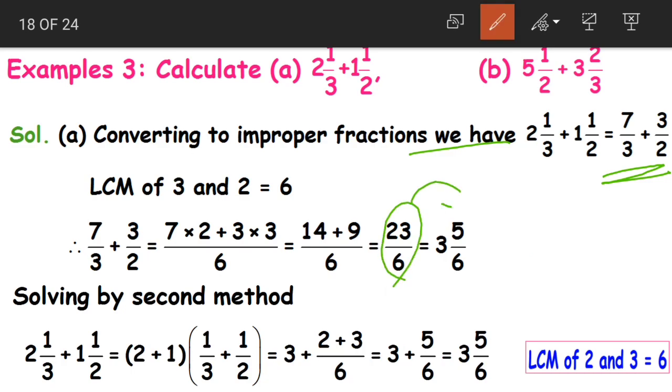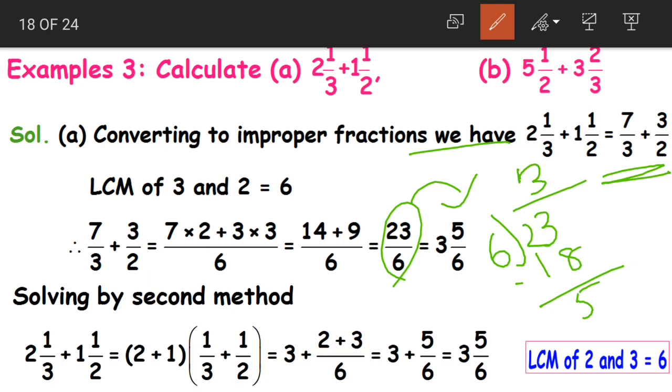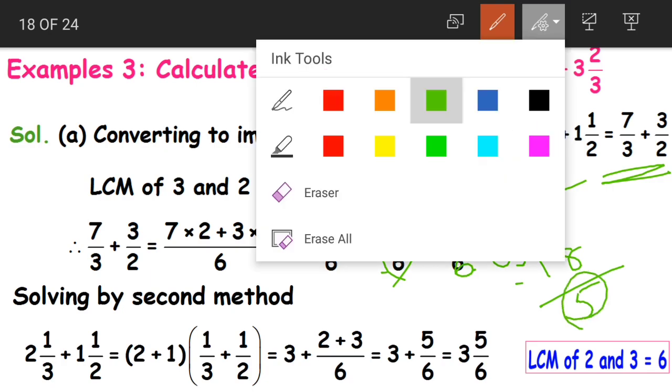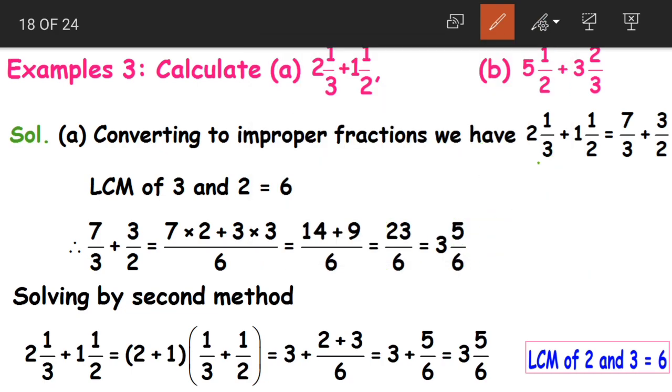23 by 6. Again, converting into mixed fractions. Now 23 divided by 6. We know that 6 3s are 18. Now when we subtract these two, the answer is 5. So 6 is written as it is here. The whole number part becomes the quotient and the remainder becomes the numerator. Clear, students? Yes. This was the first method wherein we converted the mixed fractions into improper fractions and then found out the sum.